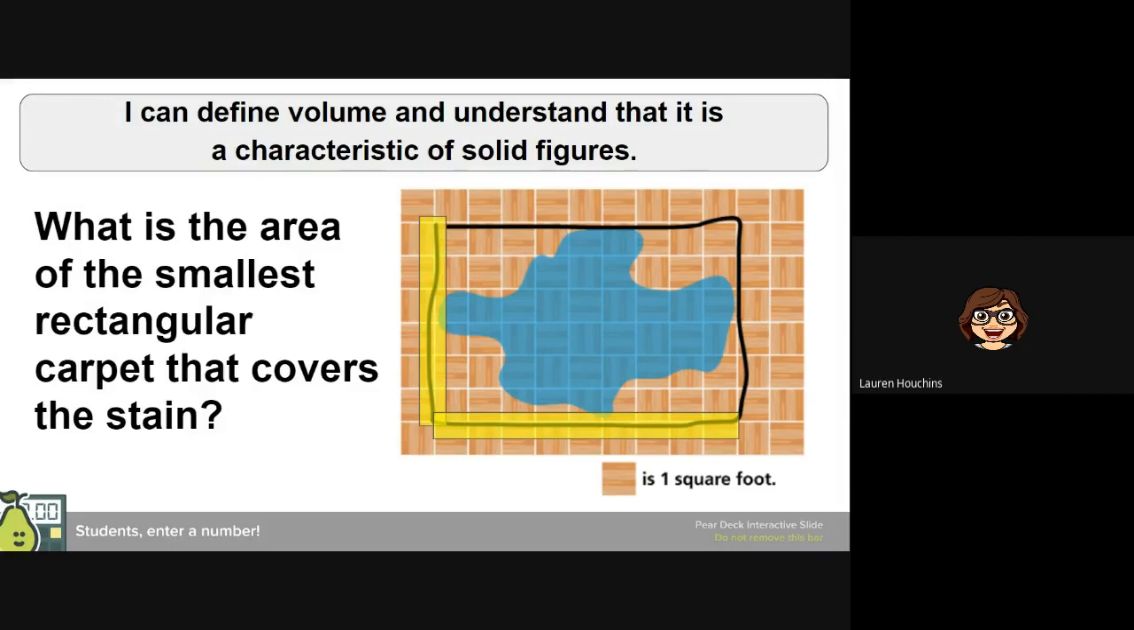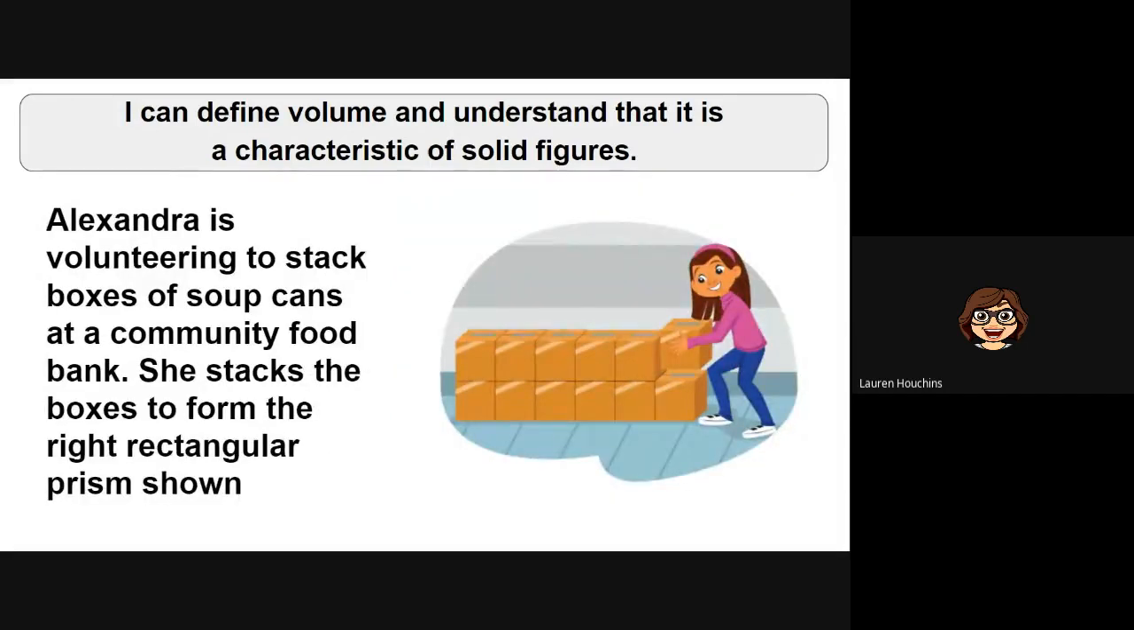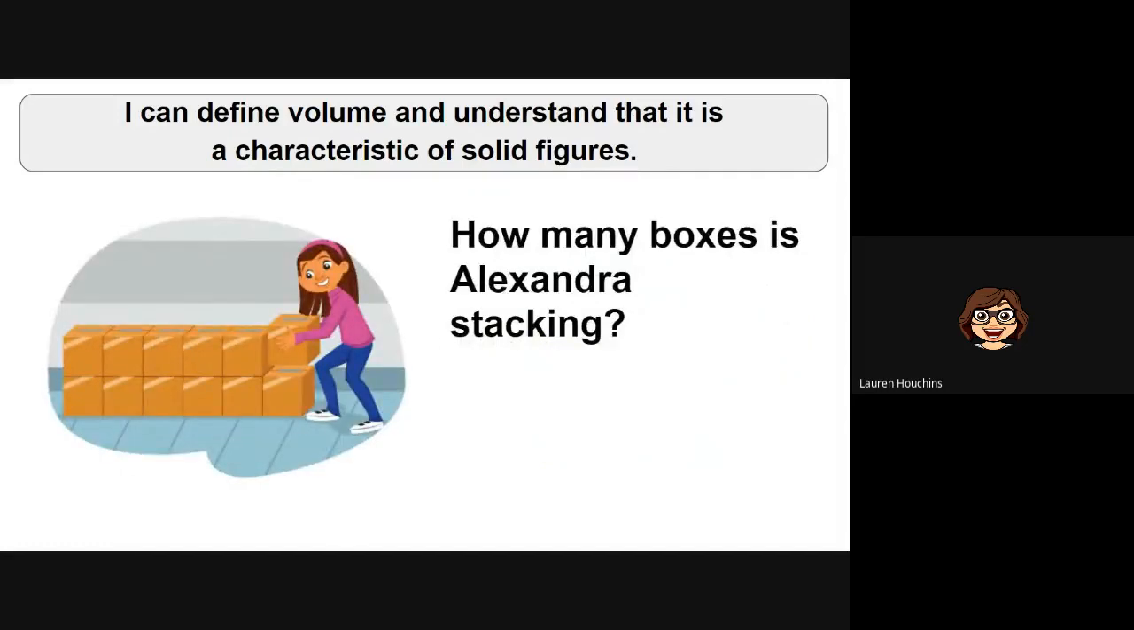Okay. So let's start talking about our new topic this week. I'm going to start with this. Alexandra is volunteering to stack boxes of soup cans at a community food bank. She stacks the boxes to form the right rectangular prism below. So she has stacked the boxes. So how many boxes is she stacking? If we count, how many boxes is Alexandra stacking? She is stacking 12 boxes.